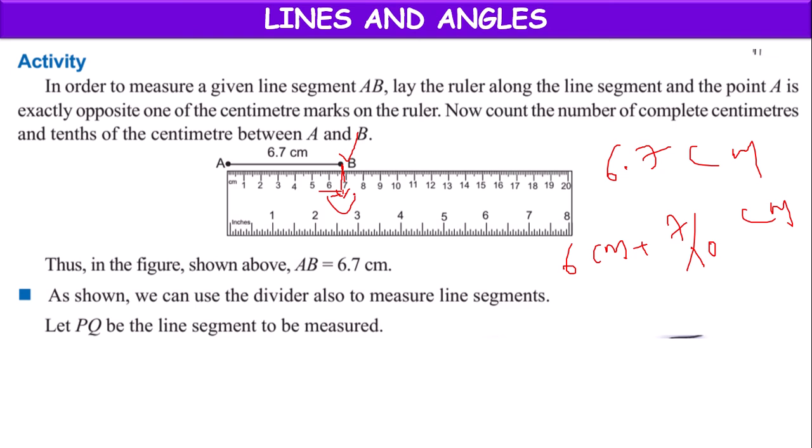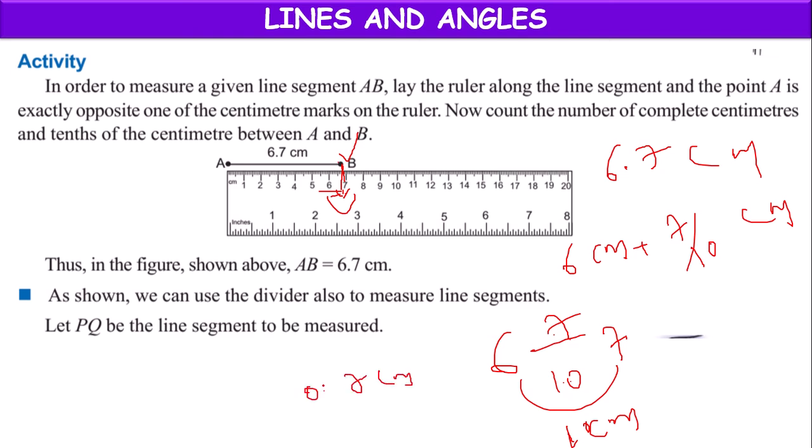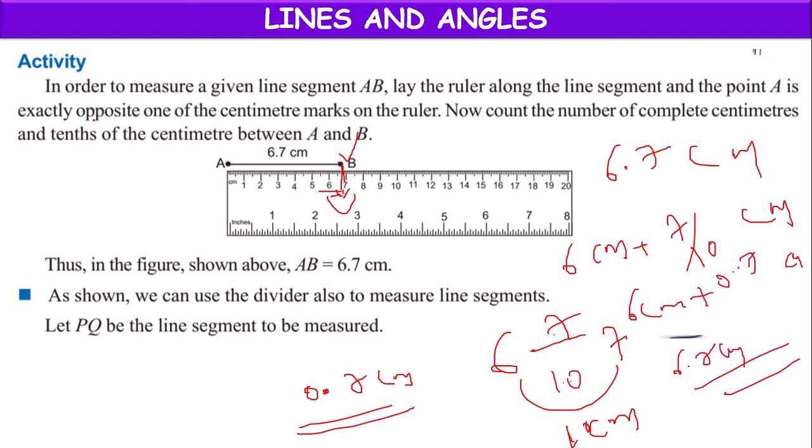Which centimeter? Between 6 and 7, we have a 1 centimeter distance. In that, 10 parts are there, but this point coincides with the 7th part out of 10 parts. So 7/10 of 1 centimeter is known as 0.7 centimeter. So 6 centimeter plus 0.7 centimeter equals 6.7 centimeter. This is the length of the line using the scale. Exactly, in decimal points, we can find the answer.